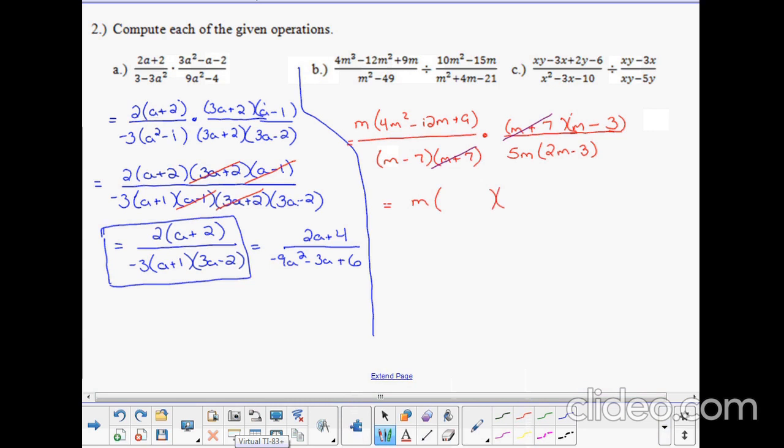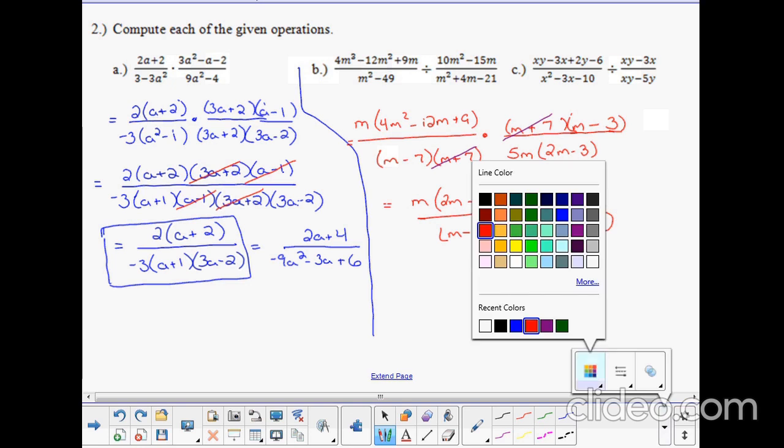This is a perfect square. This would factor into 2m minus 3 and 2m minus 3. So negative 3 times negative 3 is positive 9. This would give me negative 6m twice, which gives me negative 12m. So I factored this 4m squared minus 12m plus 9. There's still an m minus 3 that's there, so I'm going to include that in the numerator. Then in the denominator, I have an m minus 7, I have a 5m, and I have a 2m minus 3.